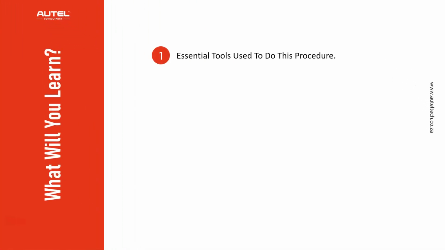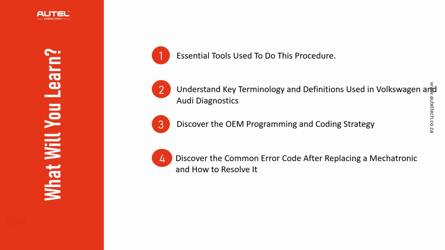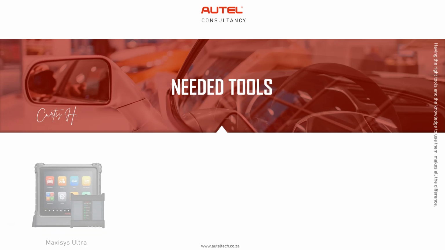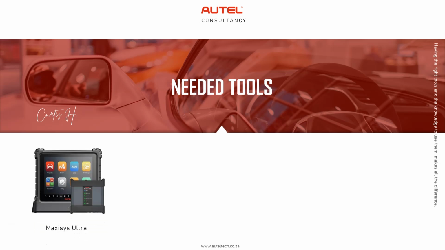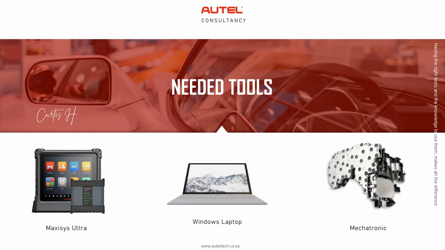So this is what you're going to learn, you guys. You're going to see the tools used to do this procedure. You're going to learn the key terminology and definitions used in Volkswagen and Audi diagnostics. You're going to discover the OEM programming and coding strategies. You're going to discover the common error code after replacing a mechatronic and how to resolve it. And lastly, how to program and code a new mechatronic on a 2013 Audi S5. So the tools that we used in this case study were the following: the Maxisys Ultra with the J2534, the Windows 10 laptop, and your new mechatronic.